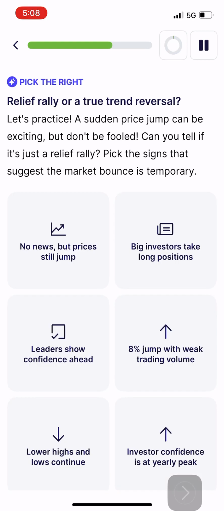Knowledge check. Relief rally or a true trend reversal? Let's practice. A sudden price jump can be exciting, but don't be fooled. Can you tell if it's just a relief rally? Pick the signs that suggest the market bounce is temporary.